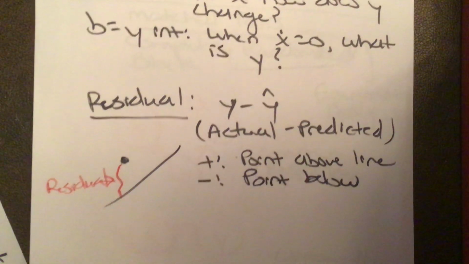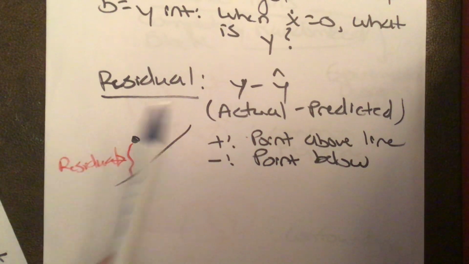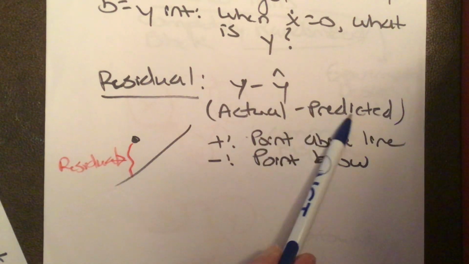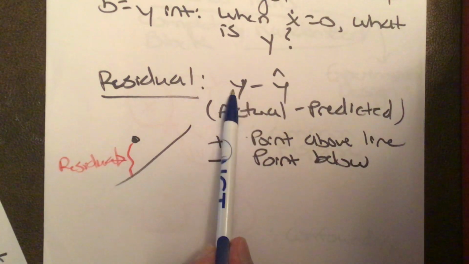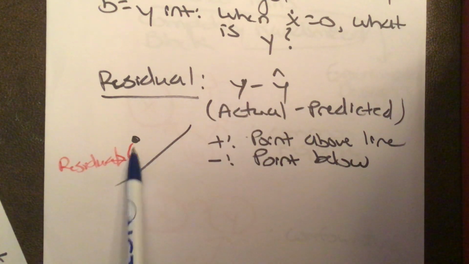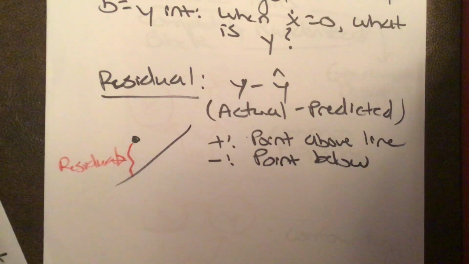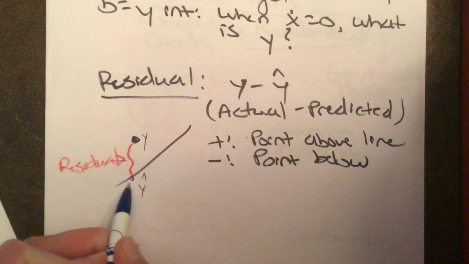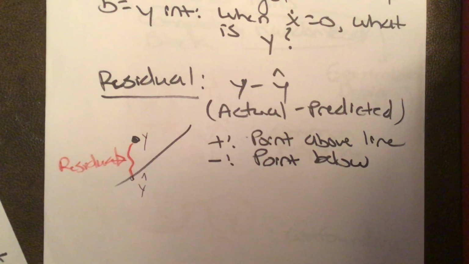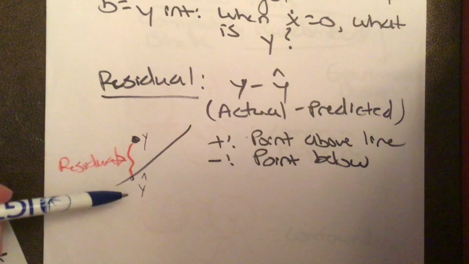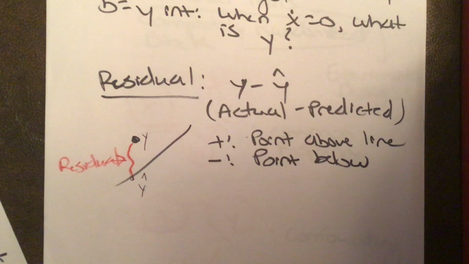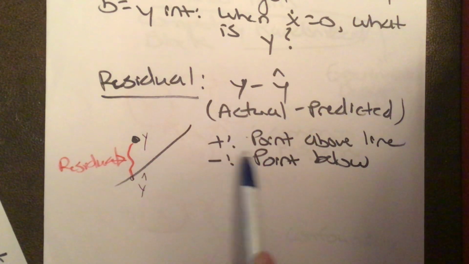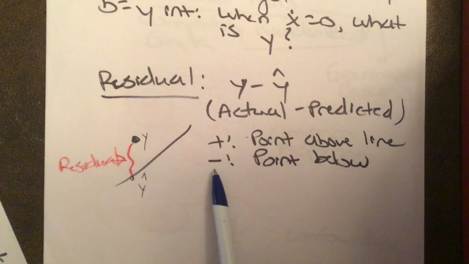Another thing you should remember is a residual. A residual is the actual minus the predicted, so it's y minus y hat. Just a visual for you to see: this would be your actual y, where your point actually is, and this is your y hat. The difference between those is the residual, so it's the vertical distance. It's how far off the point is from the line. The bigger the residual, the further the point is from the line; the smaller, the closer it is. If your residual is positive, your point is above the line, and if your residual is negative, your point is below the line.